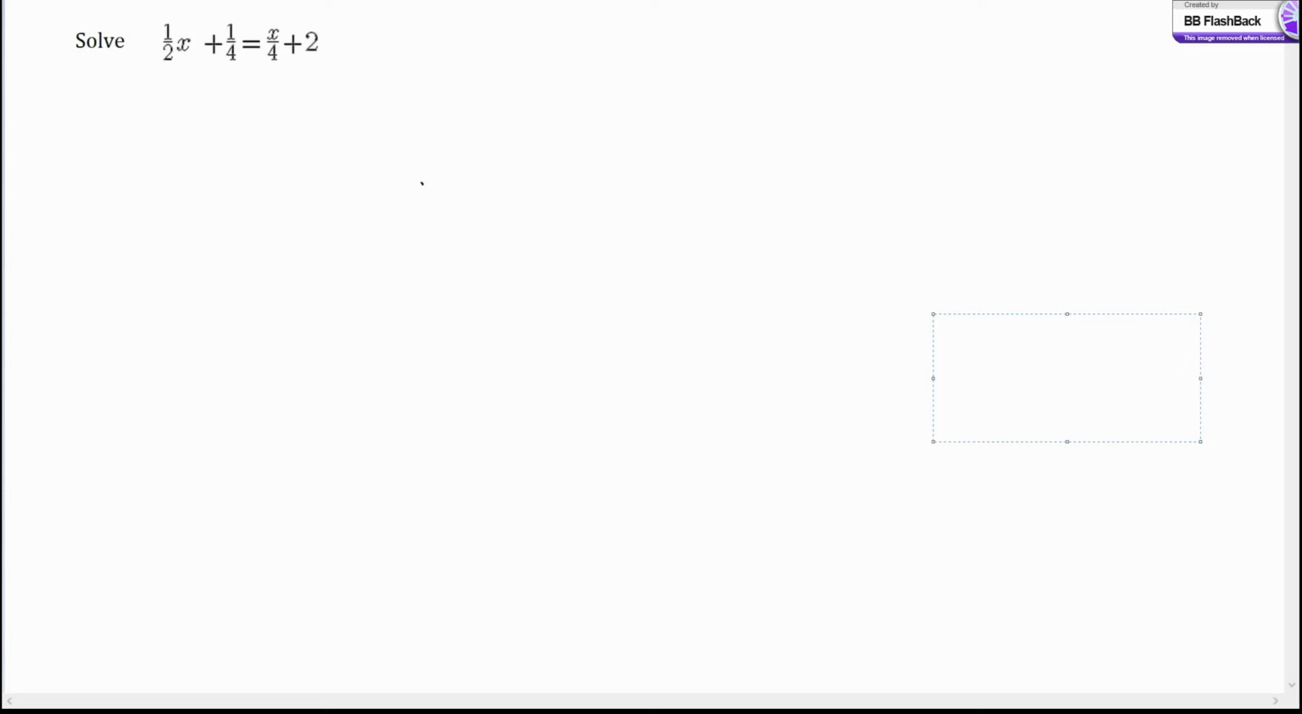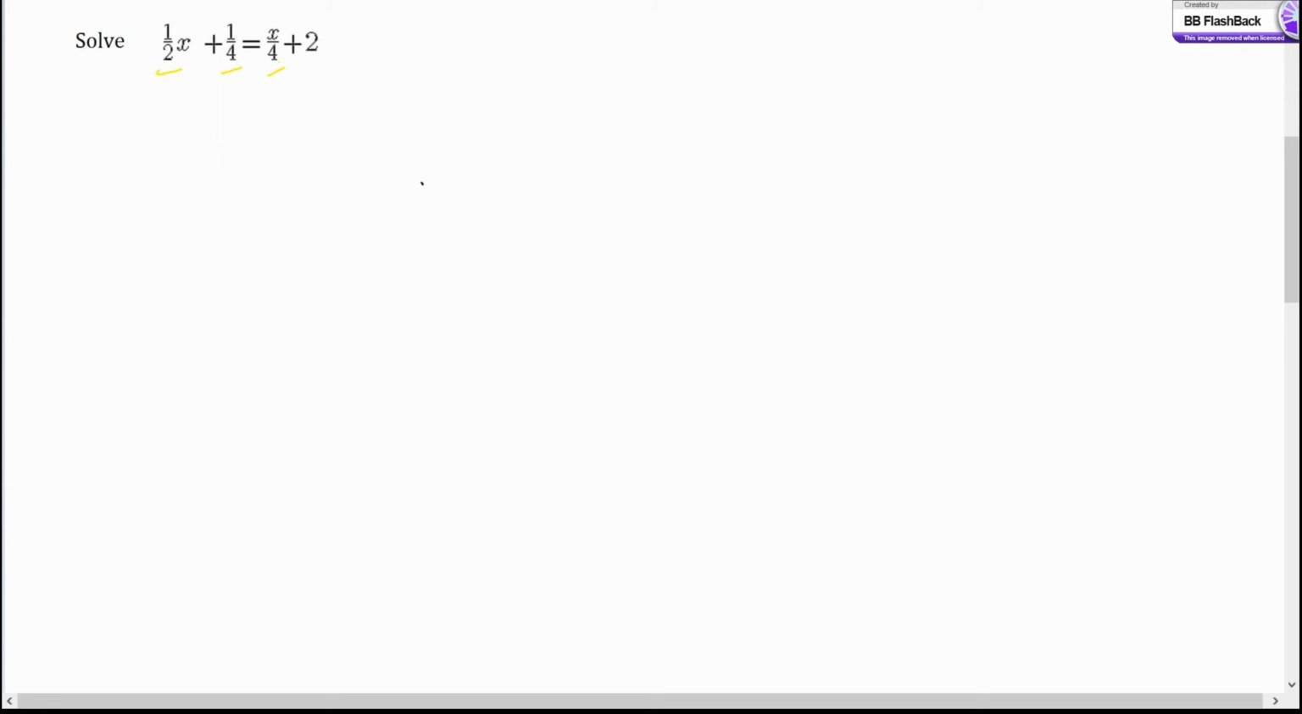So we have a lot of fractions in this question, and working with fractions is sometimes confusing. There's lots of steps, and we have one strategy just to eliminate the fractions completely. So we do this by looking at all the fractions that we have. We have a 1/2, we have a 1/4, we have another 1/4.